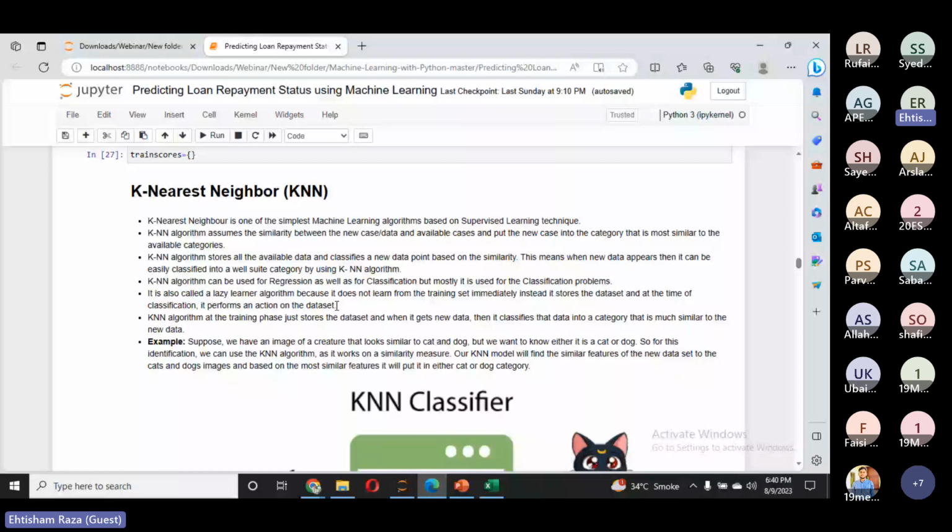The KNN algorithm at training just stores the data. It just stores the data set into memory.